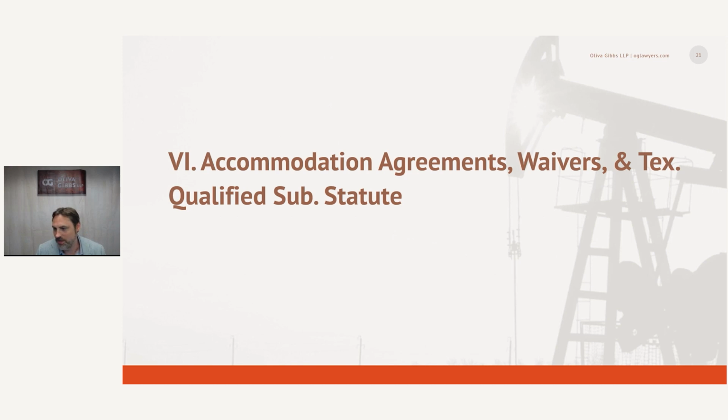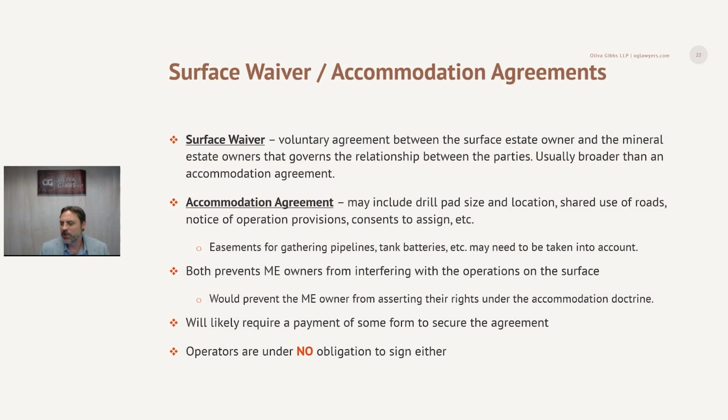So let's talk a little bit about those agreements. There are two general types of agreements that have emerged. These terms are used interchangeably. I use them here loosely to draw a distinction between two types of arrangements. I've been involved in negotiating both. And the first is a surface waiver. The way we tend to approach it, it's going to be very broad. It's a voluntary agreement between the surface estate owner and the mineral owner, or the solar developer and the mineral owner, that governs the relationship between the parties. Usually broader than an accommodation agreement.